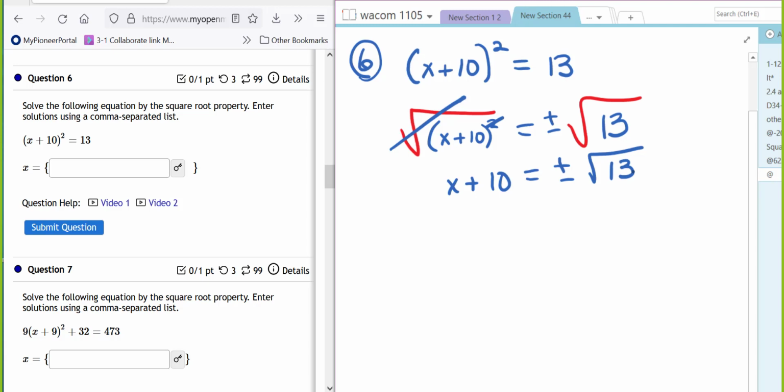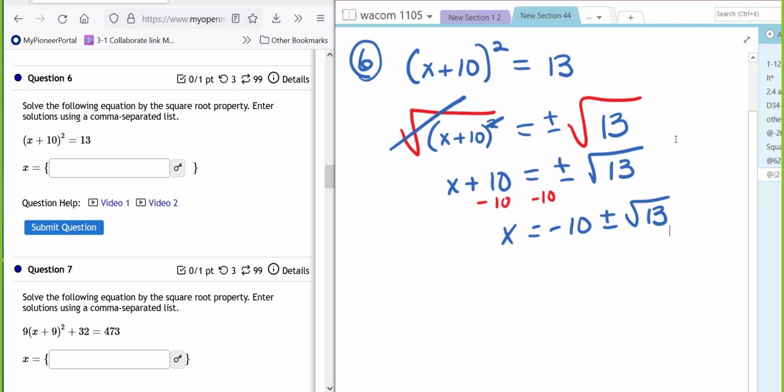I do have one more step. I want to get x by itself, so I need to take off this 10. I'm going to subtract it, and you should do that in front of the plus or minus. So that gives us x equals negative 10 plus or minus square root of 13. Especially with software, the reason I say to put it in front, and that's standard, is because if you are not out from under that radical, it would pull part of it under the radical, and then it's a whole different answer.